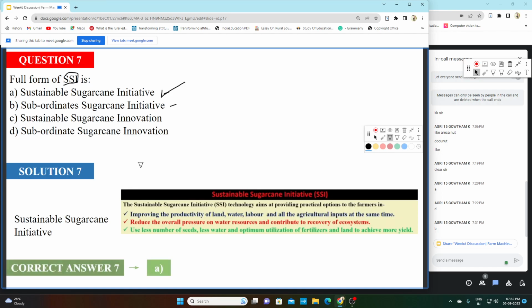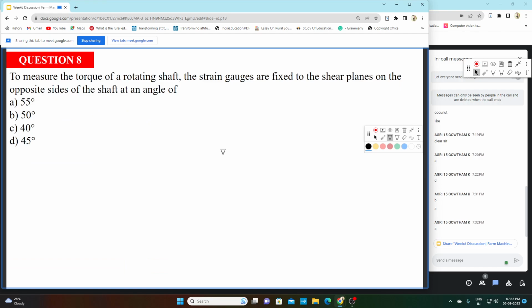So all the theory I have already discussed. So Sustainable Sugarcane Initiative is your correct option. So option A is your correct answer. Okay, so I hope this is clear.